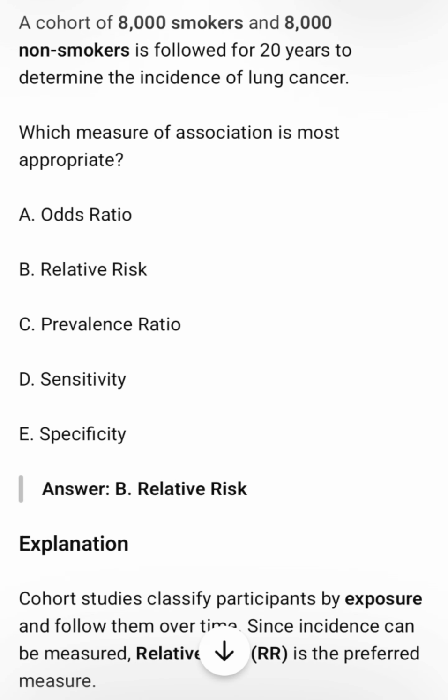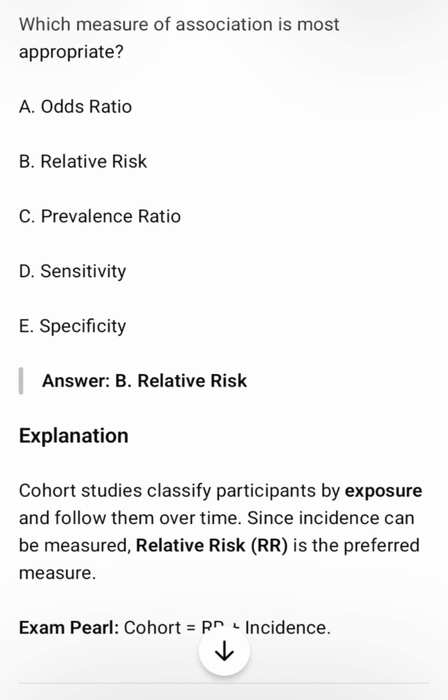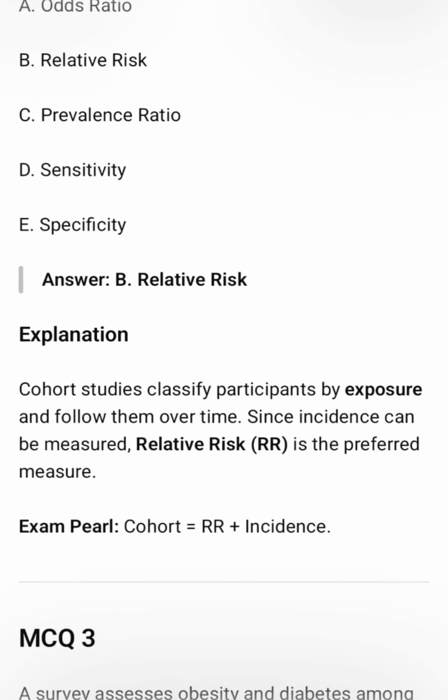B. A cohort study classifies the participants by exposure and follows them over time. Since incidence can be measured, relative risk is the preferred measure. In cohort study, we measure relative risk plus incidence. So the incidence can be measured, and now relative risk will be preferred.